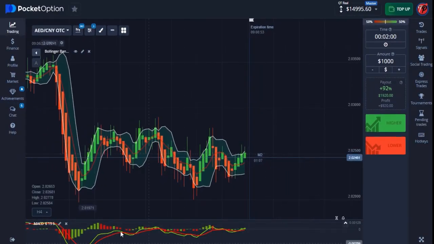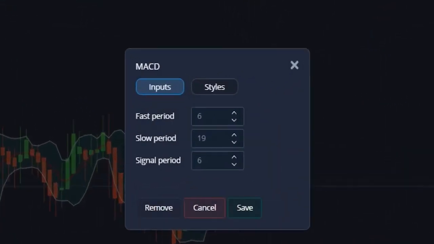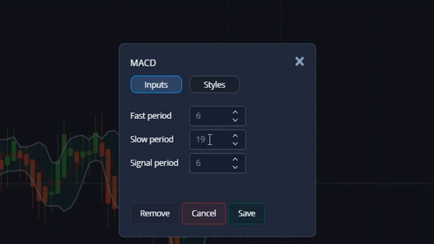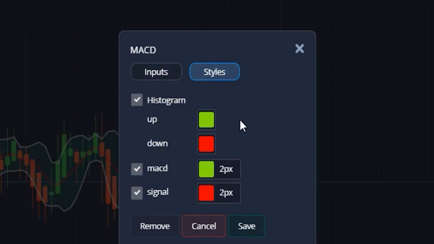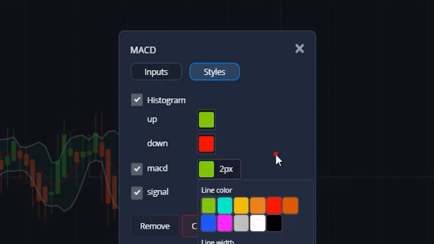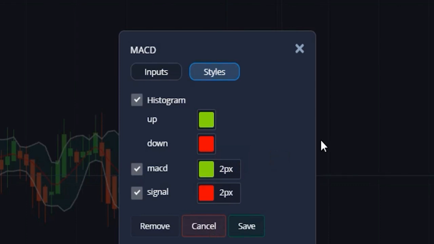So when you're done, you hit save. And my MACD indicator comes with a fast period of 6. The slow period is 19, while the signal period is 6. On the style part here, I make sure I set the MACD line here and the signal line here to 2 pixels. So that's pretty much all you have to do. When you're done, you hit save.